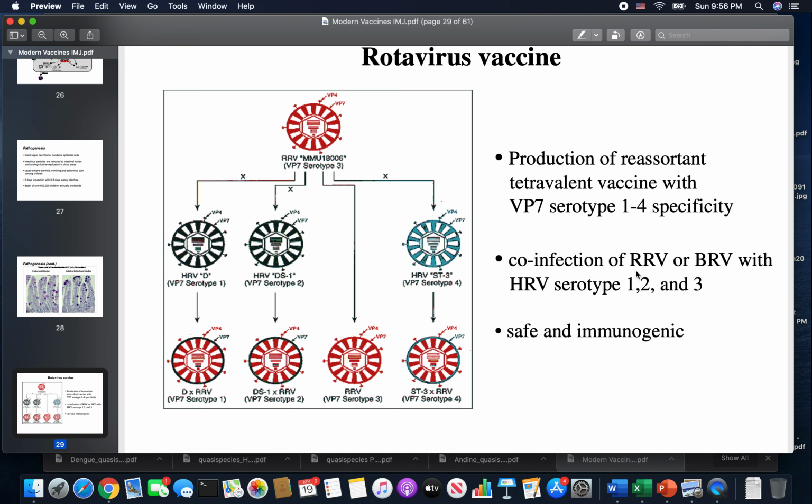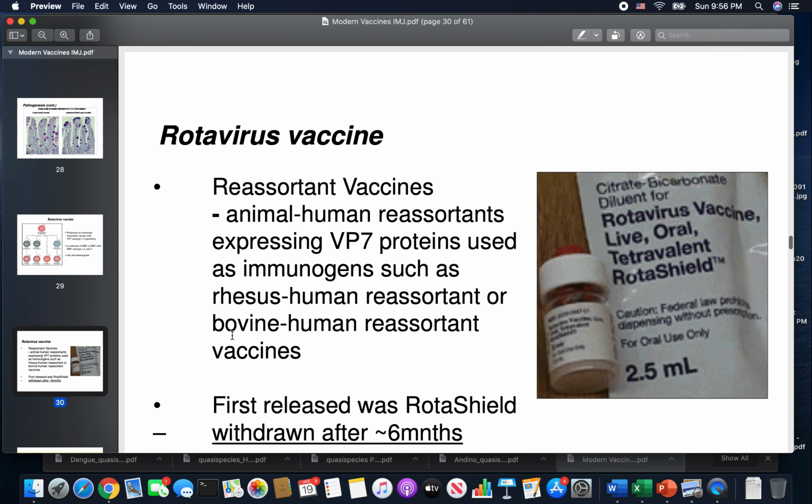So people have tried to make various rotavirus vaccines. One way to do that was to make VP7. You remember VP7 was the shell on the inside, and VP4 kind of slots into that shell. So they tried to make a tetravalent shell with VP7 and VP4, with different versions, with serotypes 1, 2, 3, and 4. This was found to be safe and immunogenic, and so it went into human trials.